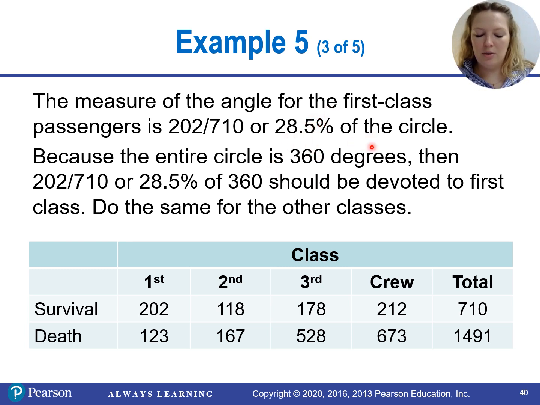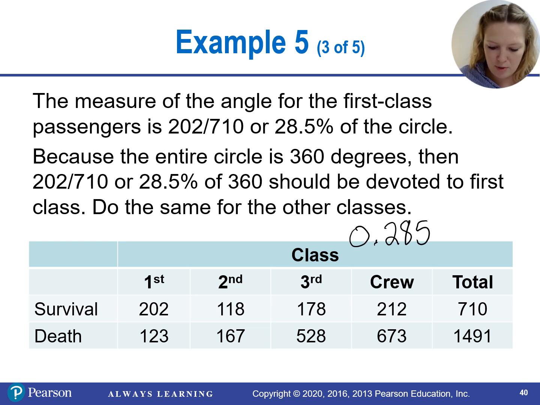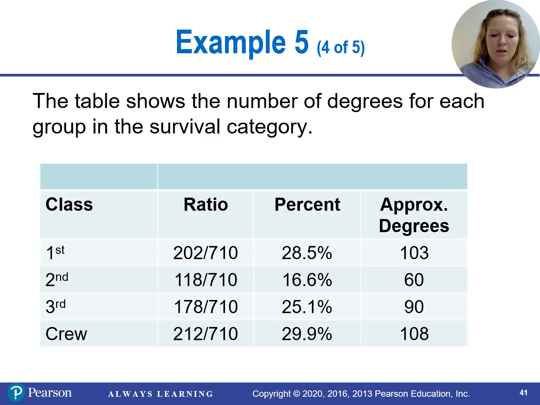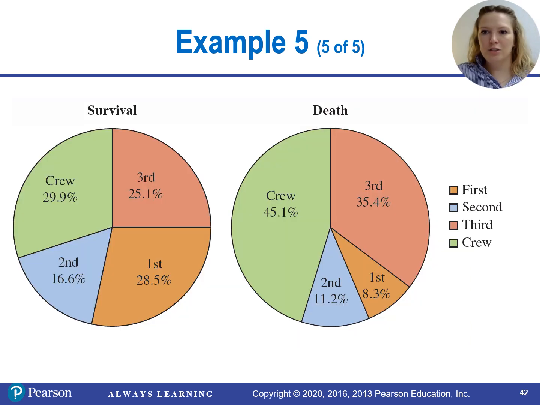A circle has 360 interior degrees, so we should have 28.5% of 360 degrees devoted to first class. So 28.5%, we would do 0.285, that's 28.5% times 360. It should give us about 103 degrees of the circle. So we could do this for each of the categories of the survivors and calculate the approximate number of degrees the circle should represent. And then we could construct our two pie charts.